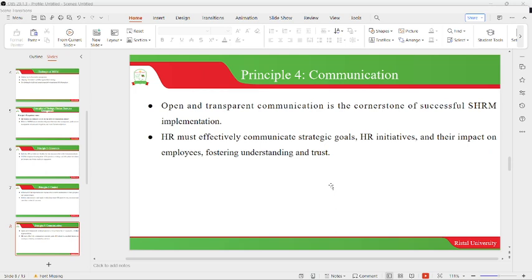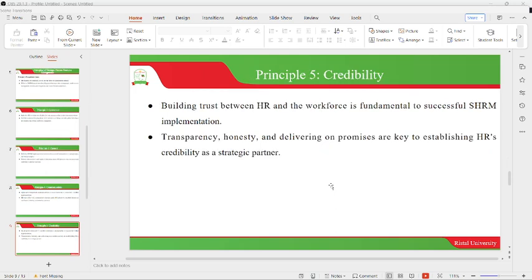You need to have initiatives in place. If it's about taking them for training, you need to also communicate to them clearly in advance that this category of employees are going to be taken for training, and where, when, all this is important. And then also the impact the training might have on the employee. It has to be communicated to them in terms of the learning outcome. So these are some of the elements of communication as a principle of strategic human resource management.